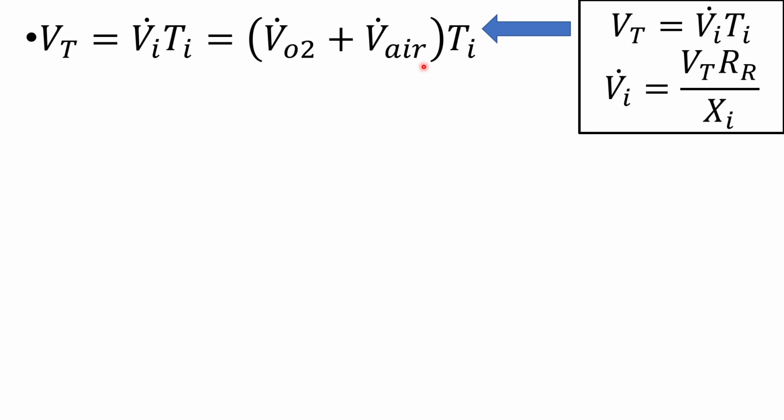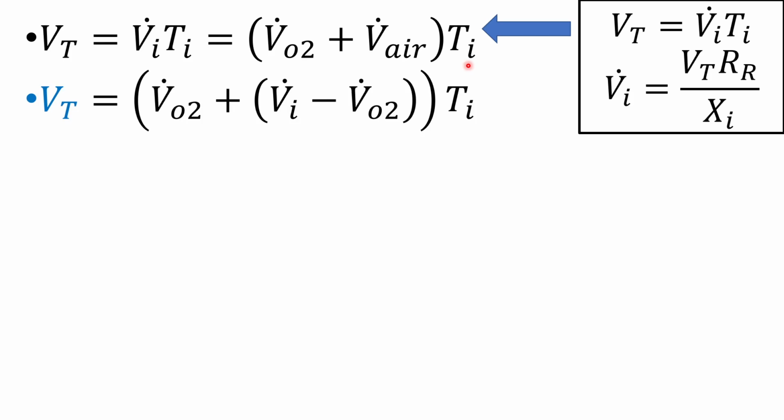And again, we're assuming a closed system. And then Ti carries forward. So here I'm going to put this in blue because it's going to be something that we want to use later. But here I'm keeping the VO2. And then, funny enough, I'm actually breaking down the V air back to VI minus VO2.